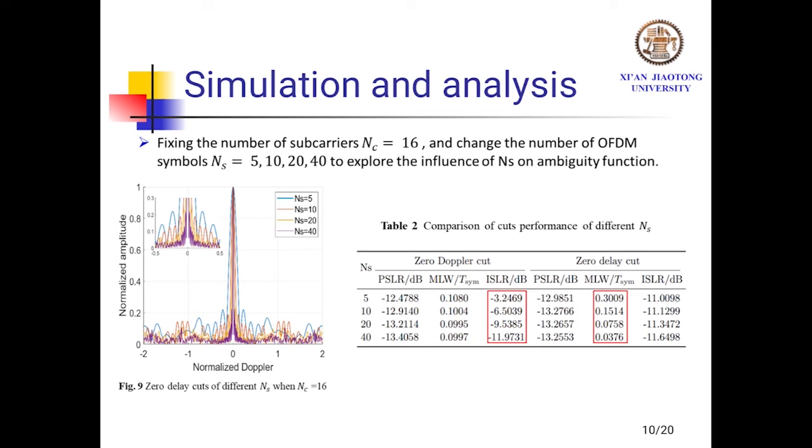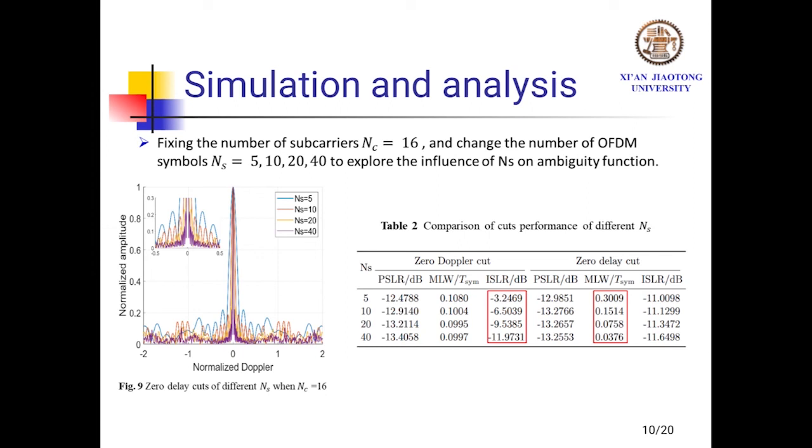Next, in the same way, we fix the number of subcarriers NC and change the number of OFDM symbols NS to explore the influence of NS on the ambiguity function. The conclusion is symmetrical with the above. Because of the reduction of main lobe width MLW in the zero delay cut, the increment of NS improves the inherent velocity resolution of the shared signal, which is approximately inversely proportional to the pulse width, but has little effect on the sidelobe characteristics of the zero delay cut.